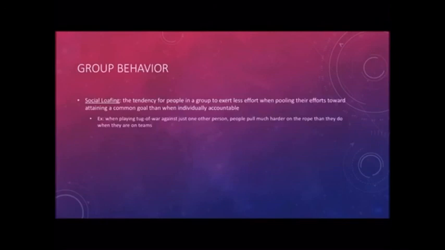So next to social loafing, really, I just want you to write down being lazy. Social loafing is being lazy. Choosing to just not give your full 100% because other people in the group are going to make up for your lack of effort. Social loafing is being lazy. When people are in a group, they don't try as hard as when they're alone.